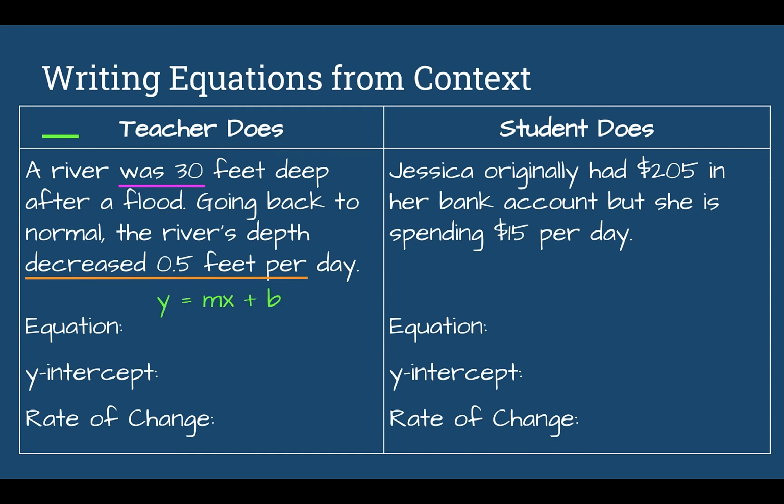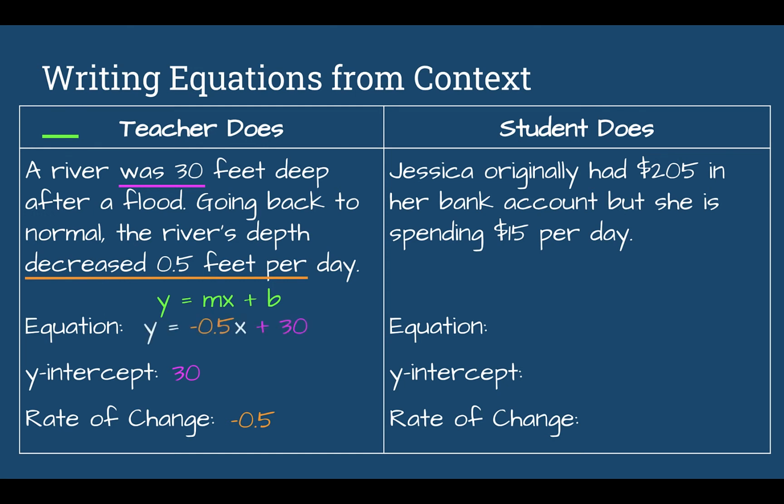Let's start with our equation, y equals mx plus b. Our y-intercept is where does the function start? So in this case, the river started at 30 feet. So our y-intercept is 30. How is it changing? Well, it is decreasing 0.5 feet per day. So our rate of change is negative 0.5. Okay, the negative because it's decreasing.